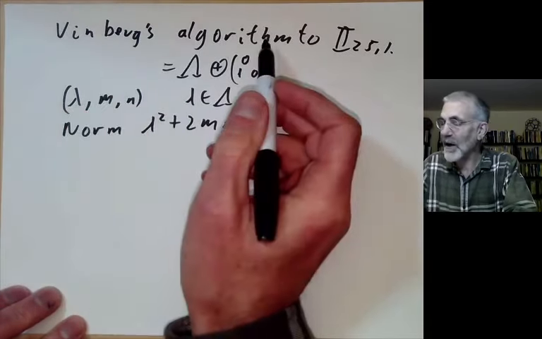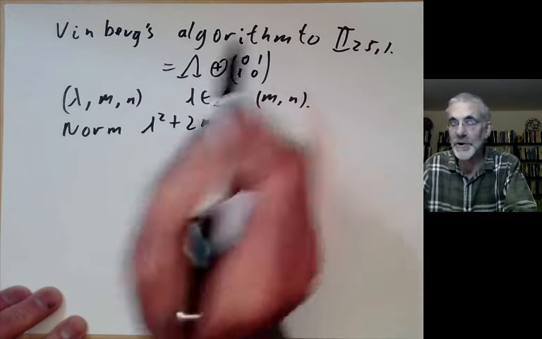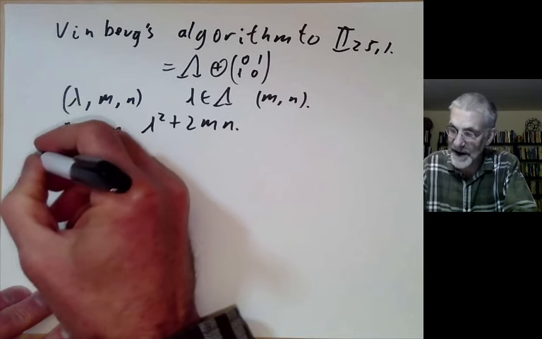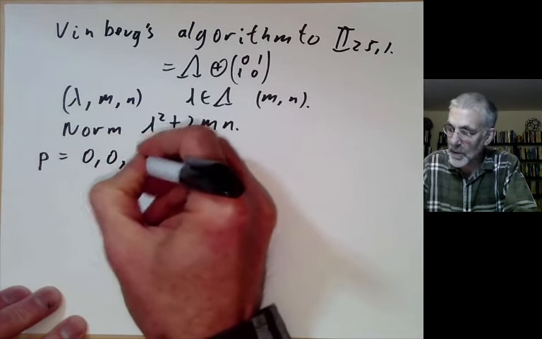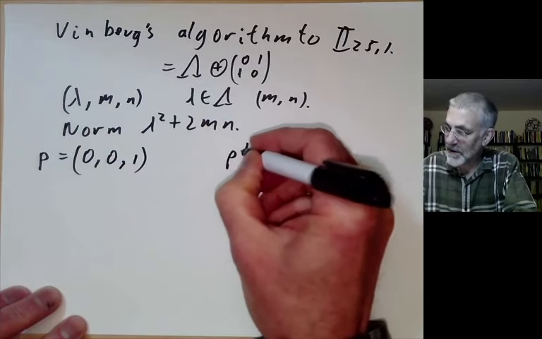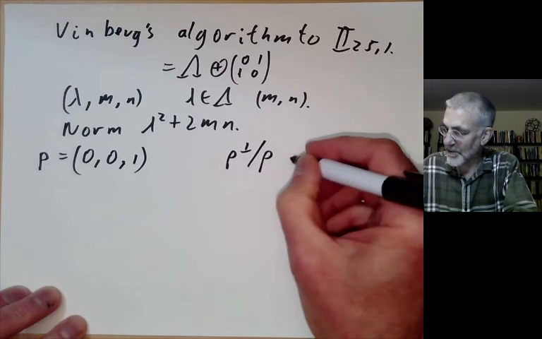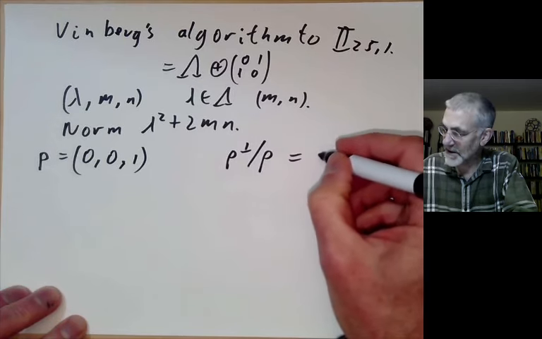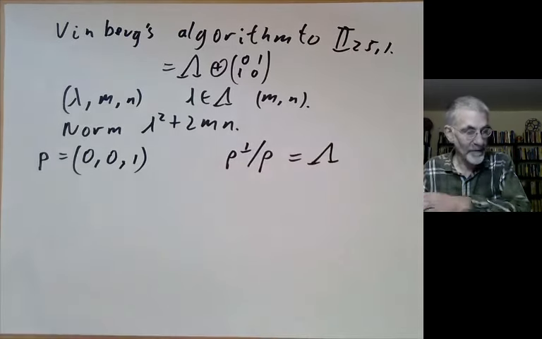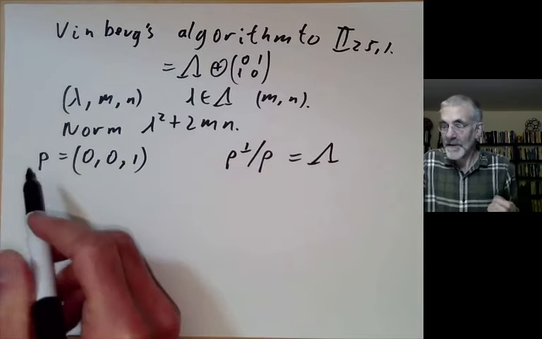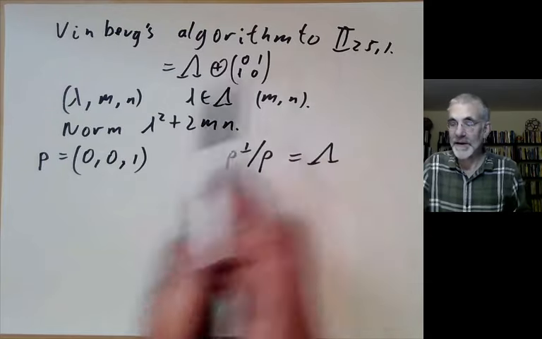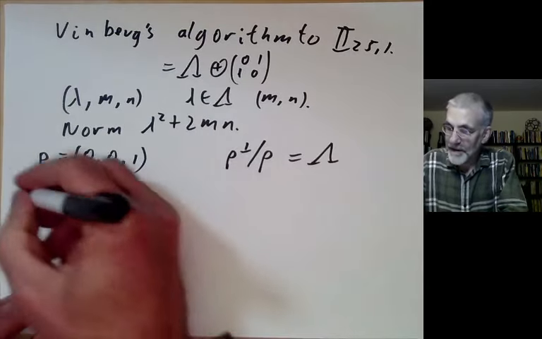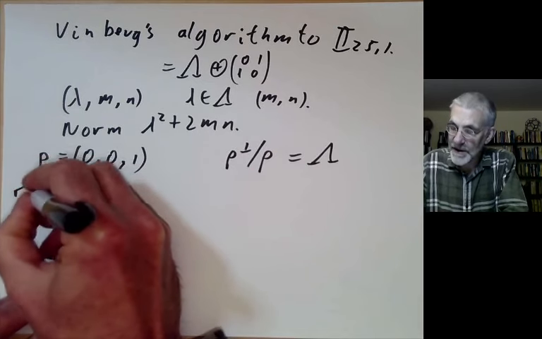Now, for Vinberg's algorithm, you remember you have to start by choosing a sort of special controlling vector, which I'm going to take to be (0, 0, 1). So the orthogonal complement of P divided by P is just the Leech lattice. And now we're going to find the simple roots of this 26-dimensional lattice in order of their inner product with P.